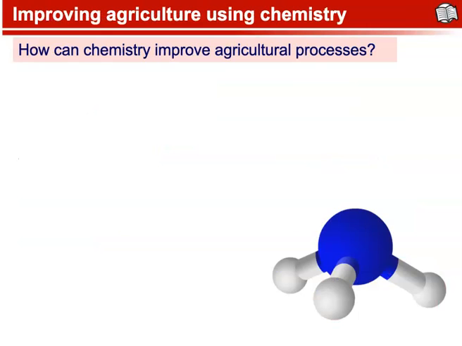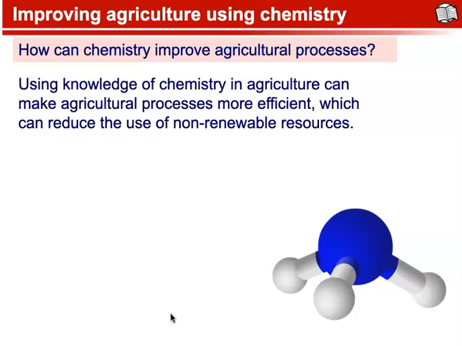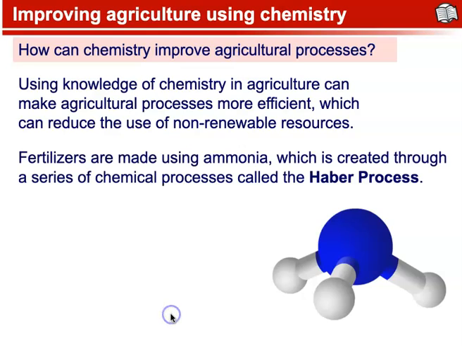Improving agriculture using chemistry. How can chemistry improve agricultural processes? Using knowledge of chemistry in agriculture can make agricultural processes more efficient, which can reduce the use of non-renewable resources. Fertilizers are made using ammonia, which is created through a series of chemical processes called the Haber process.